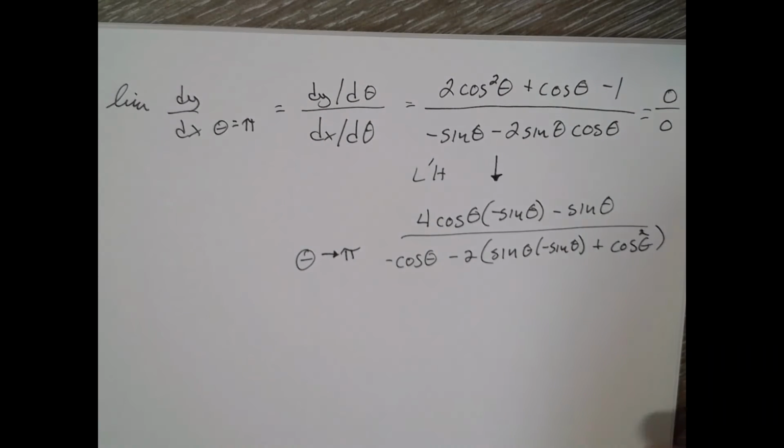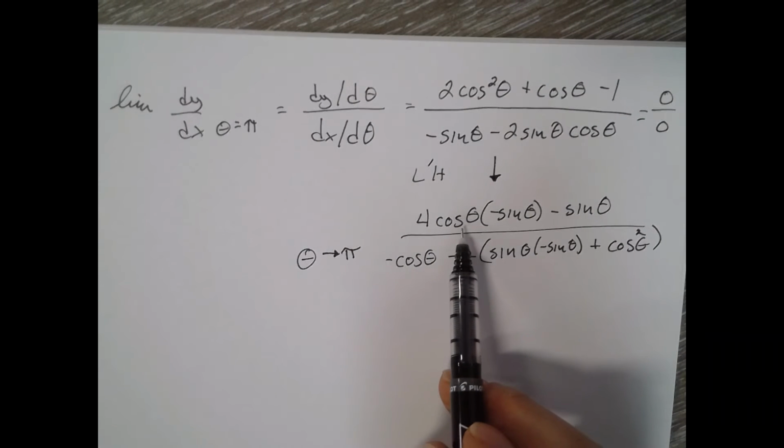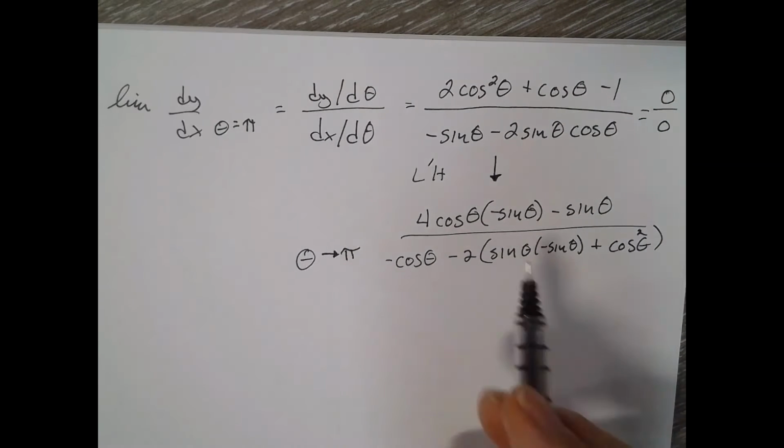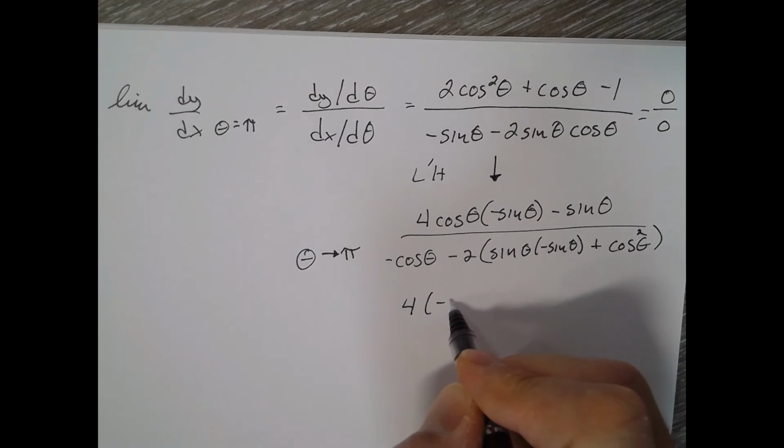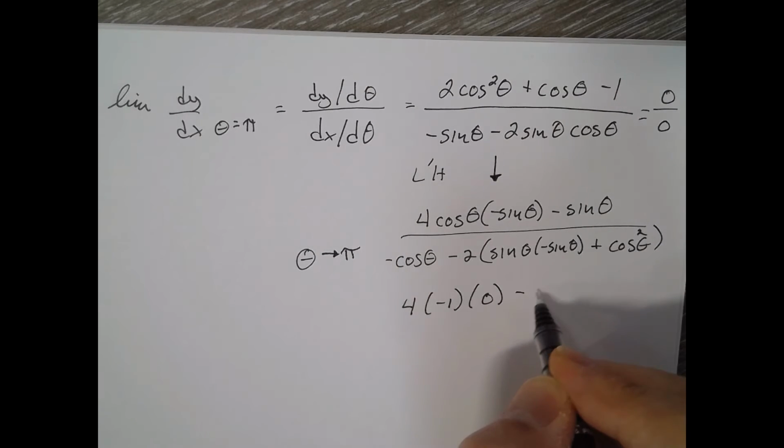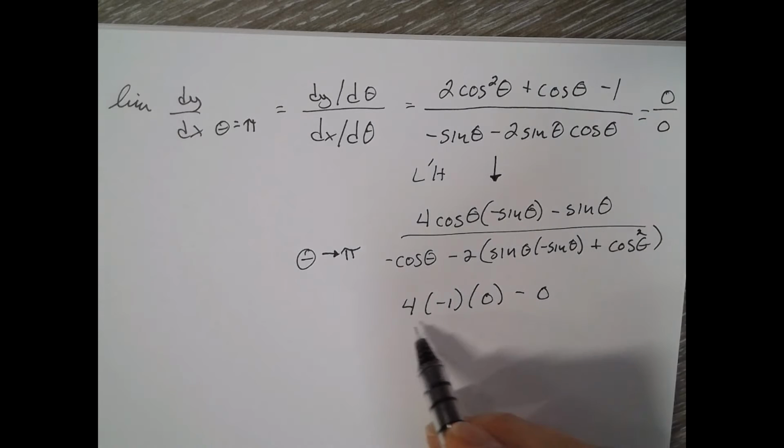Alright, and remember we're sending theta to pi. So cosine of pi is -1, so the top is 4 times -1 times 0 minus 0. So we have 0 on top.